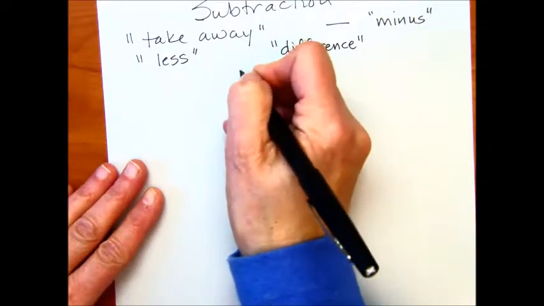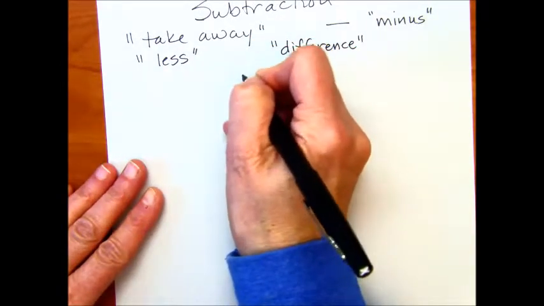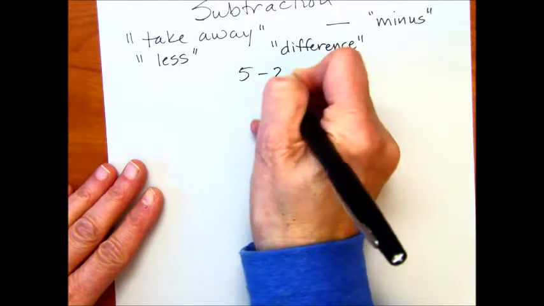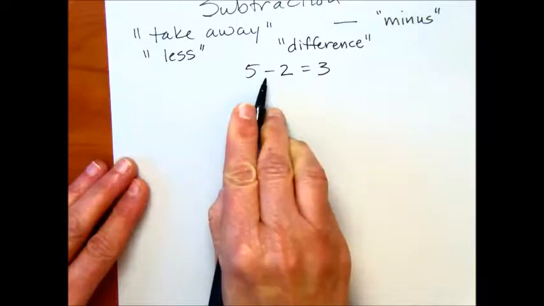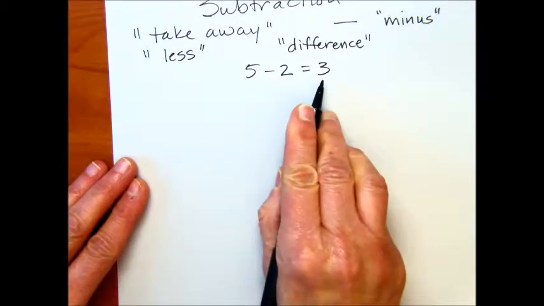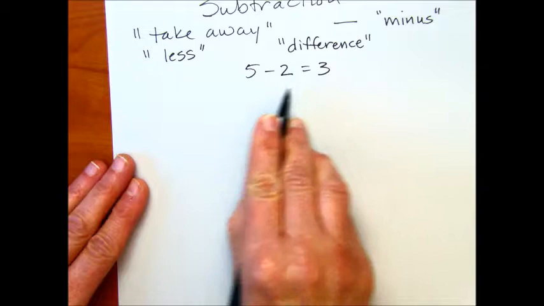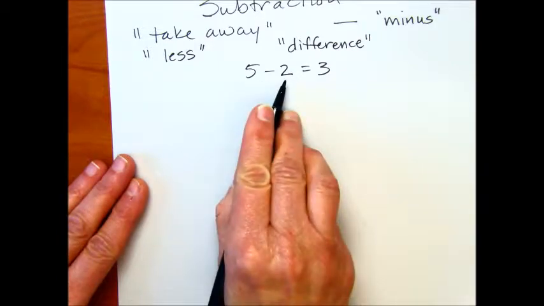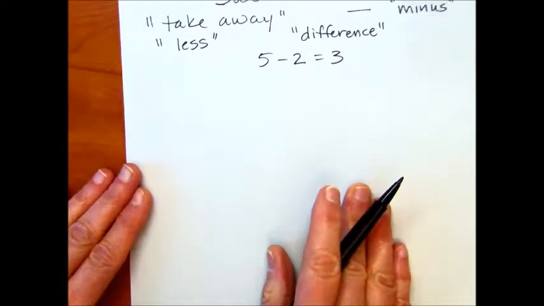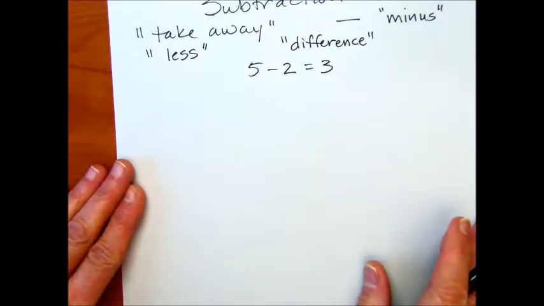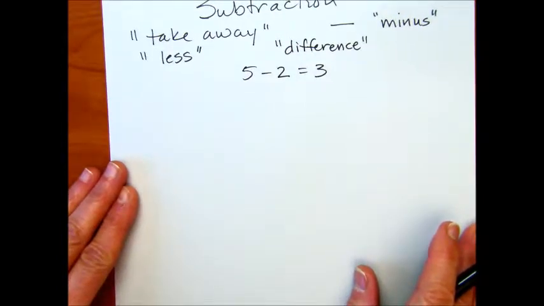So for instance, if we have a problem just using one-digit numbers like 5 minus 2 equals 3, this is a subtraction sign, and the answer is our difference, the difference between the two numbers 5 and 2. Now let's go ahead and do a few subtraction problems. And I first want to share with you some conceptual understanding using base 10 blocks. And then we'll go ahead and write them out as well.